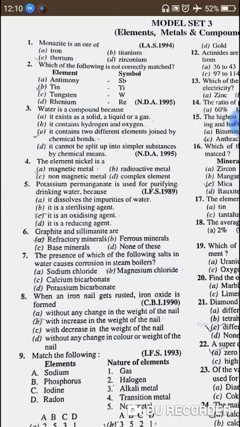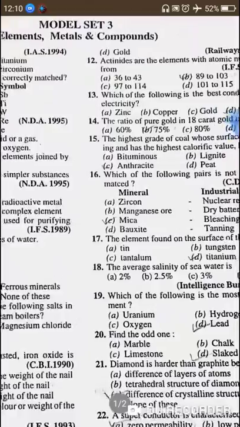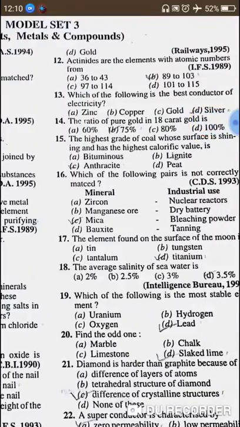Next question. Actinides are the elements with atomic numbers from 89 to 103. That is, actinides comprise about 15 elements, and those 15 elements are present between 89 to 103 in the periodic table. Next question. Which of the following is the best conductor of electricity? And our answer is silver. Silver is the best conductor of electricity.